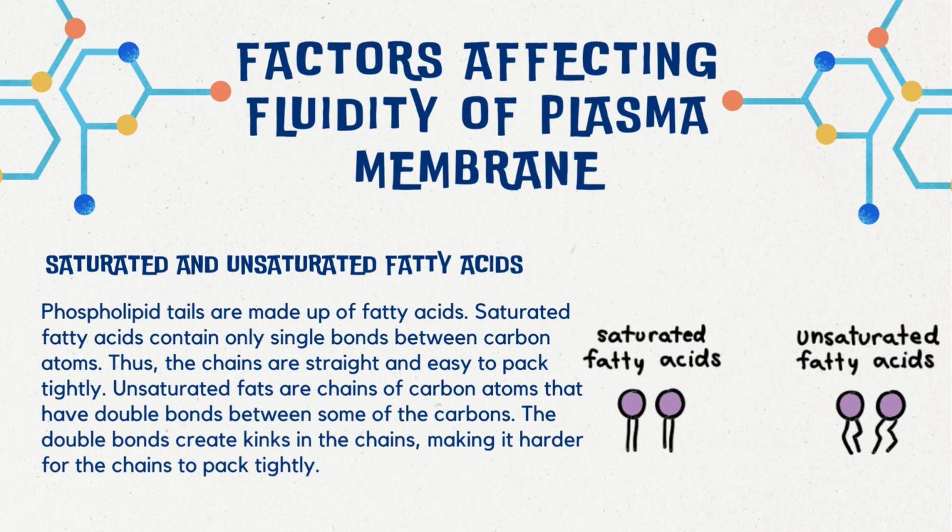Saturated and unsaturated fatty acids. Phospholipid tails are made up of fatty acids. Saturated fatty acids contain only single bonds between carbon atoms. Thus, the chains are straight and easy to pack tightly. Unsaturated fats are chains of carbon atoms that have double bonds between some of the carbons. The double bonds create kinks in the chains, making it harder for the chains to pack tightly.